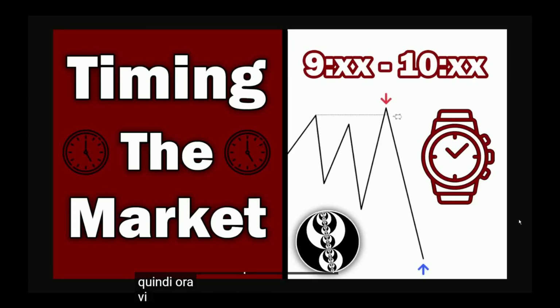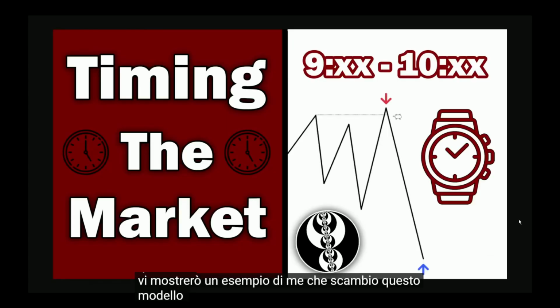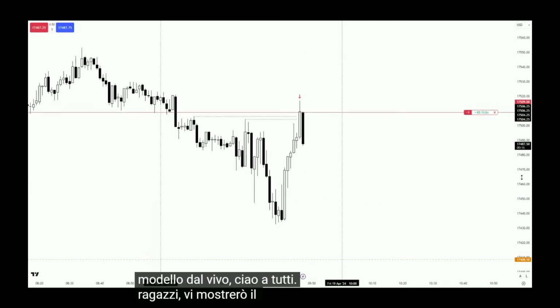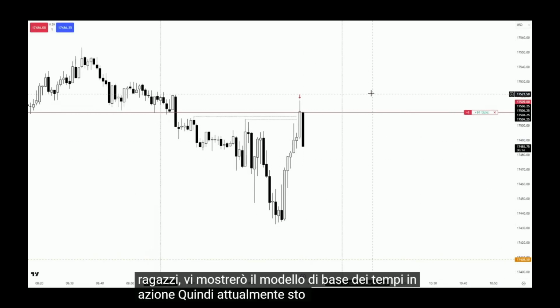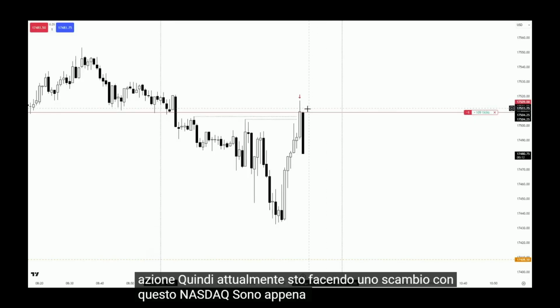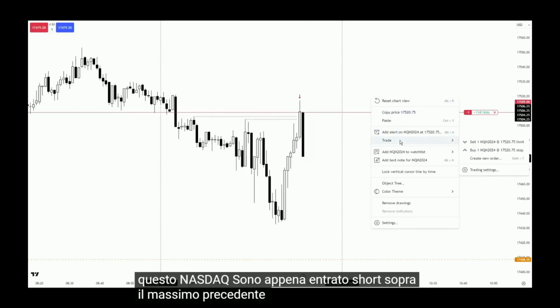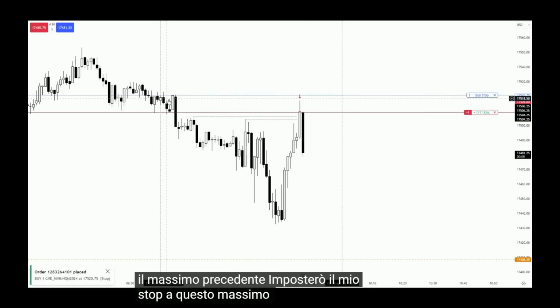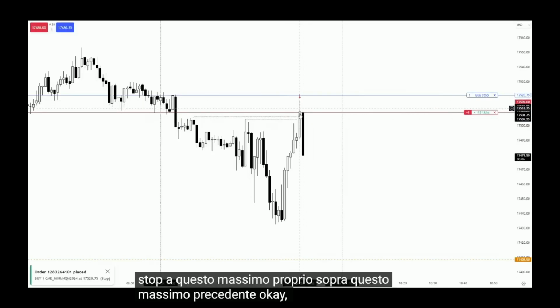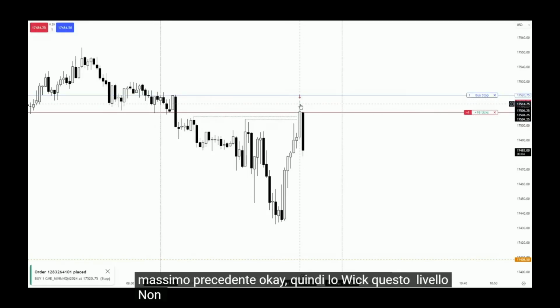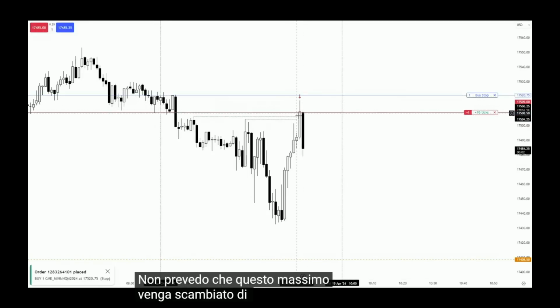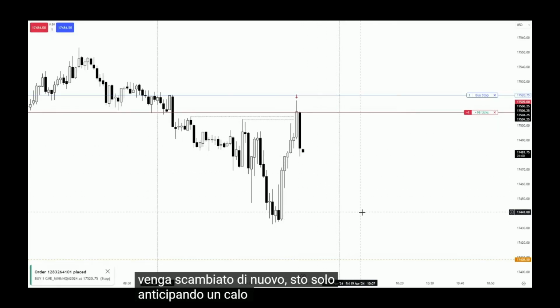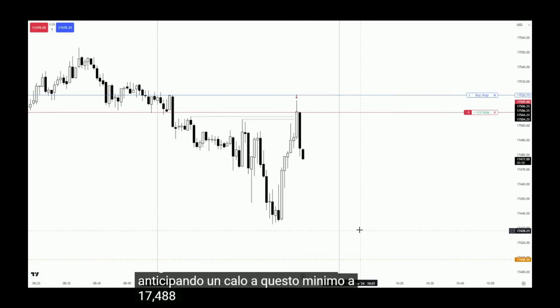So now I'll be showing you guys an example of me trading this model live. Hello everyone, I'm going to show you guys the time-based model in action. So currently I am in a trade. This is on the NASDAQ. I just entered short above that previous high. I'm going to set my stop at this high right above this previous high. Okay, so we wick this level. I'm not anticipating for this high to get traded to again. I'm just anticipating a drop into this low at 17,408.